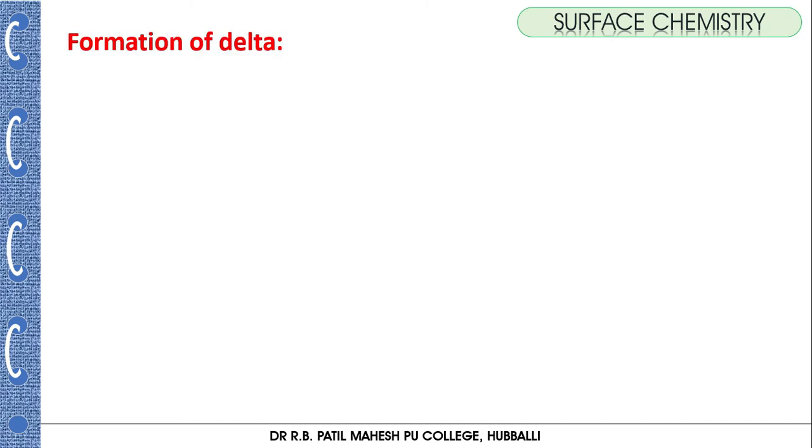Formation of delta. When river meets sea, there is a formation of delta. A precipitated matter is formed. Coagulated matter is formed. It is mainly due to river contains negatively charged colloidal particles in the form of clay, whereas sea contains positively charged particles. So, as river meets sea, coagulation of these negatively charged particles takes place and thereby formation of delta.